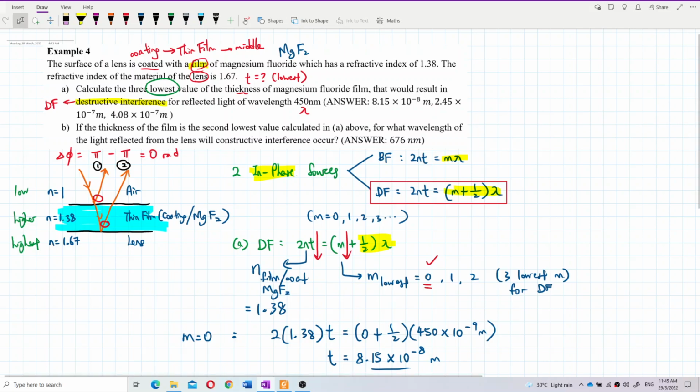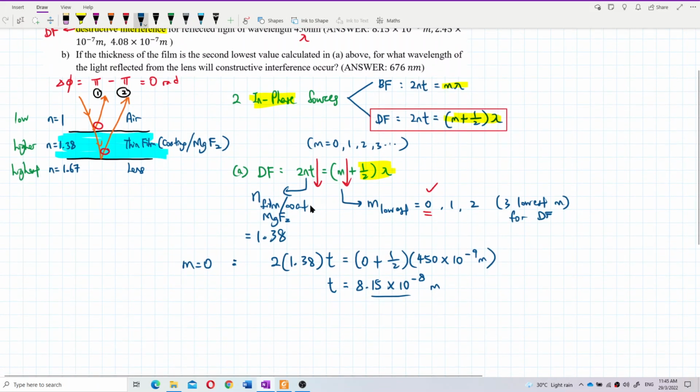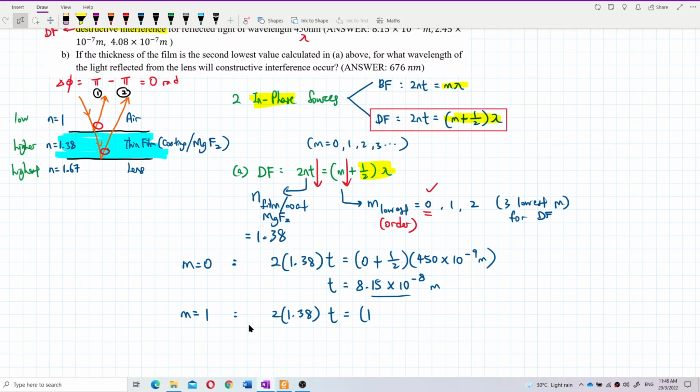And then for the second answer, I substitute the order with m equal to 1. M is what we call the order. So the order you can substitute with 0, 1, 2, the 3 lowest order values of m for dark fringe. The second one, I substitute with 1, and then the rest is the same value.